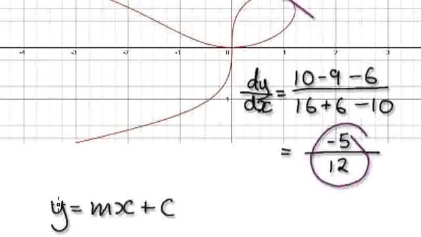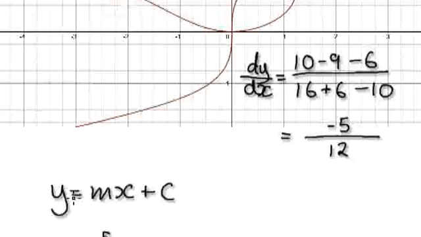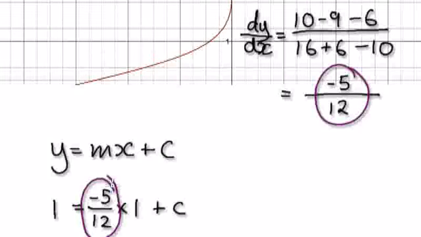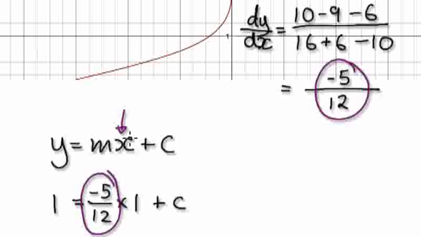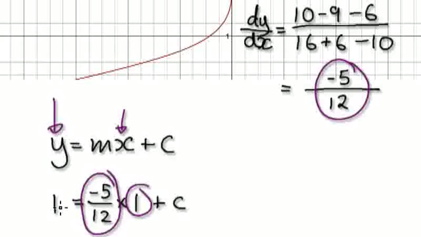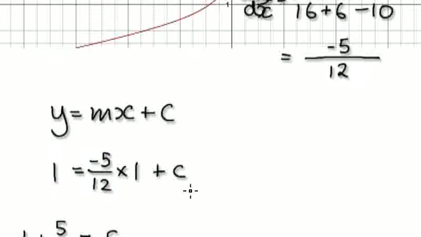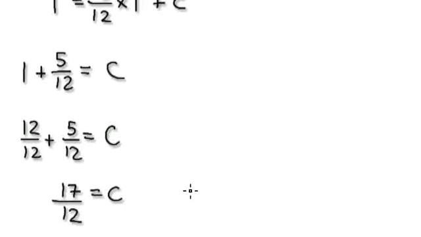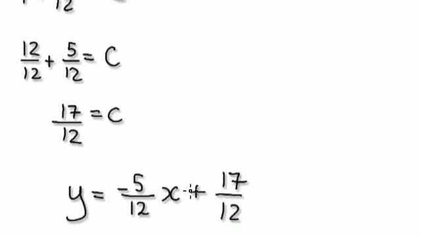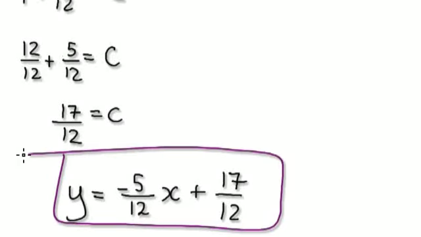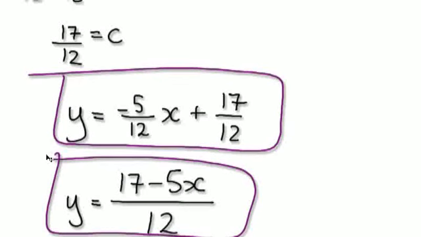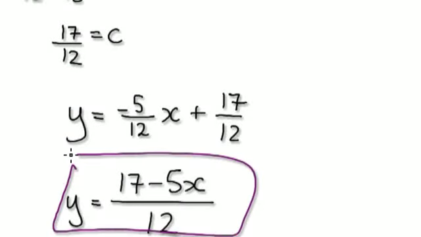Remember, an equation of a straight line is y equals mx plus c. You know the gradient, the gradient is this here. And you know it crosses at 1, 1 here. So now it's just a matter of working out c. So it's blah blah blah here, and then c equals 17 over 12. So now you've got your equation of a straight line here. Okay, now tidy this up, it would become this. So the equation of that straight line is this here.